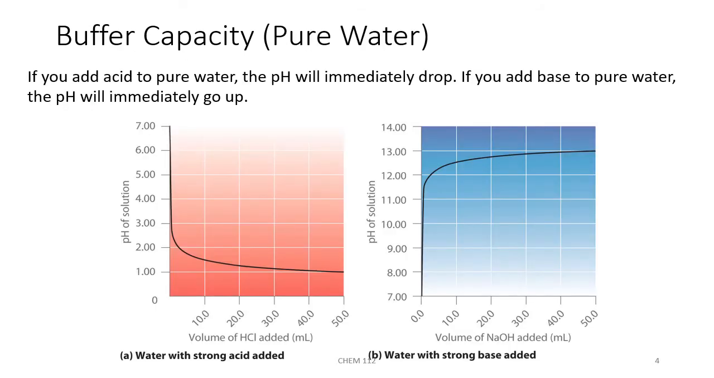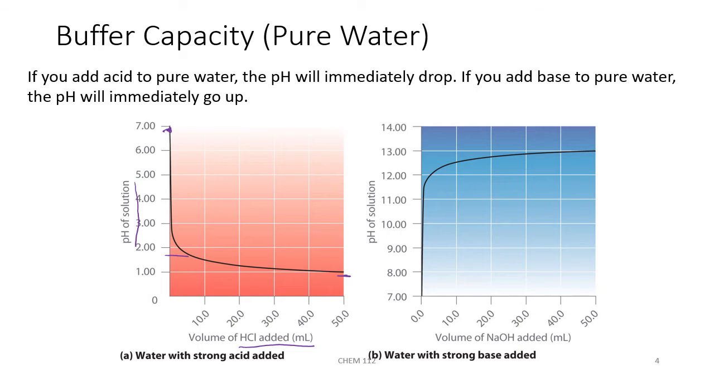This image shows us what would happen if we added a strong acid or a strong base to pure water. On the x-axis, that represents the volume of HCl, which is a strong acid, being added to water, and on the y-axis, we have the pH of the solution. Initially, our pH of neutral water is right around that 7 or neutral mark. And then immediately upon any addition of strong acid, the pH falls all the way down to about 1.8, and then it drops all the way down to about 1.0. So a strong acid immediately changes the pH of water to very, very low pH numbers.